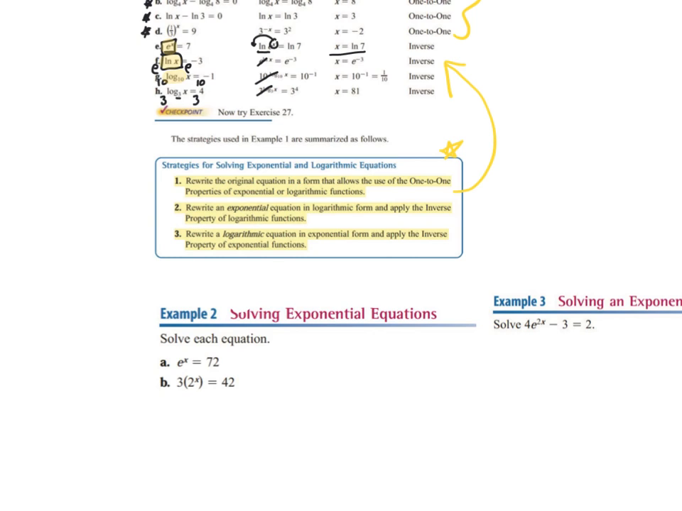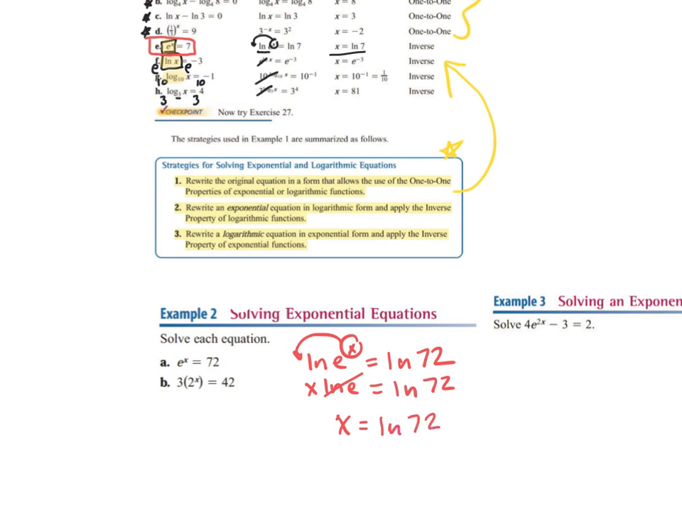So example 2, looking at A, we see e raised to the power of x is equal to 72. This looks like step E here. When we see e raised to the power of x, we know we have to take the ln of both sides. So we have ln e to the power of x is equal to ln of 72. Remember, what we do on one side of the equation, we have to do on the other to keep it balanced. We take our x, move it out front, so x times ln of e is equal to ln of 72. ln of e is 1, so they cancel out. So x is equal to ln of 72.